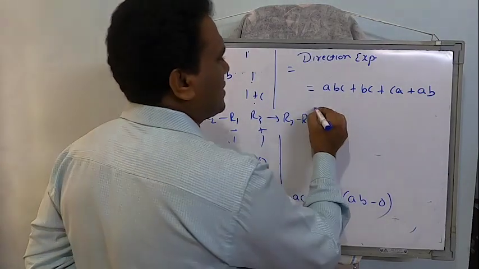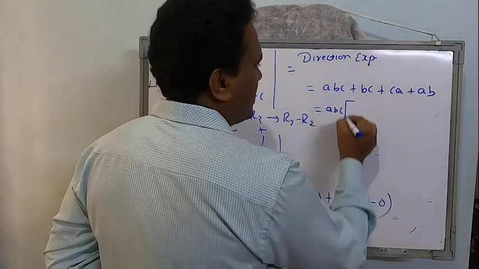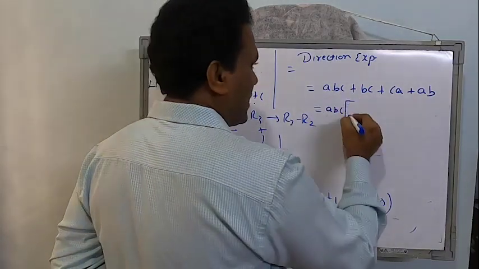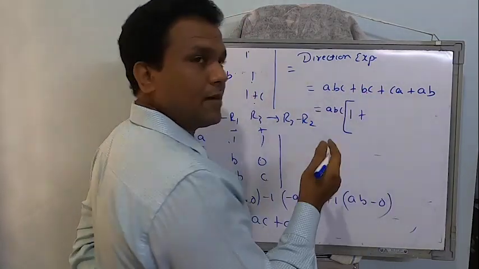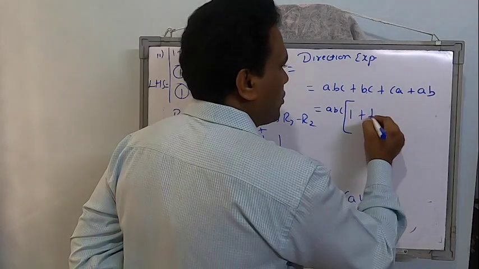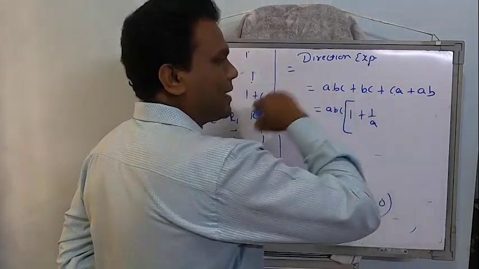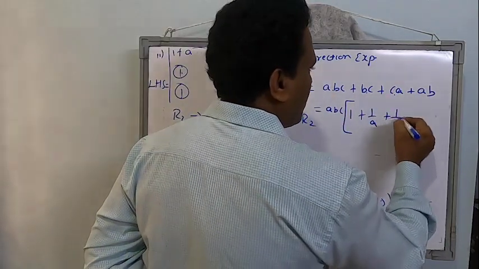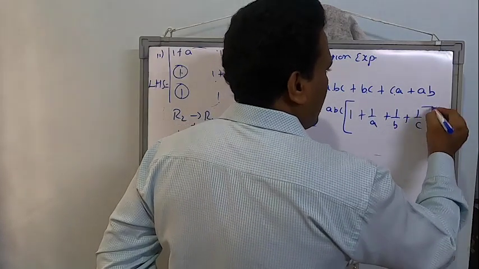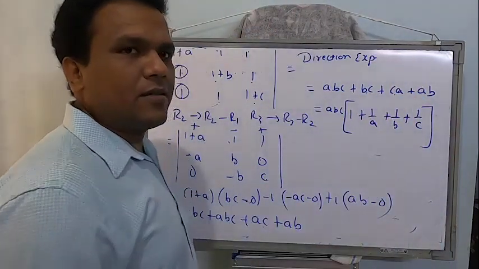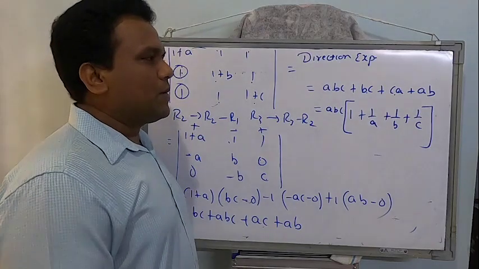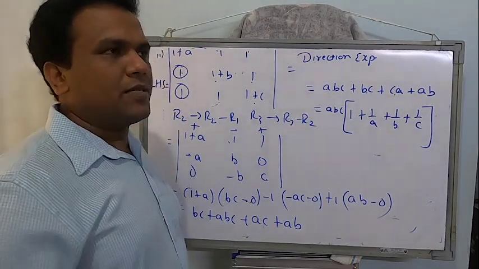To do that, simple thing, just take out ABC common. So in place of this BC, 1 is there, but I am taking ABC outside. So 1 by A. CA is there, but ABC is taken outside. 1 by B, and the last element will be 1 by C. Hence the answer is ABC multiplied by 1 plus 1 by A plus 1 by B plus 1 by C.